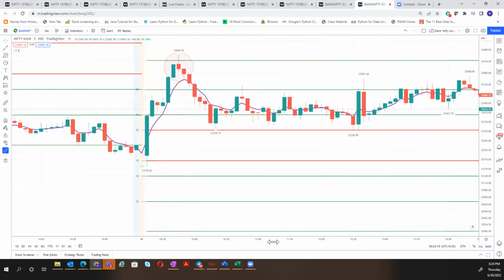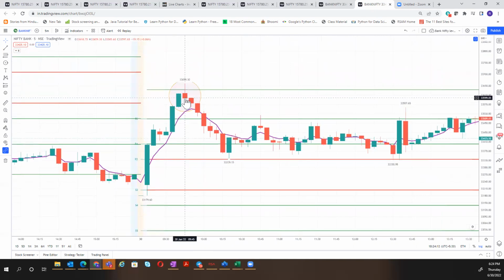I'm going to make it very big. So this candle has completely closed outside the 5 EMA. So your entry will be when the next candle breaks the close of this. Wherever the candle has closed, if it breaks, that will be your entry.